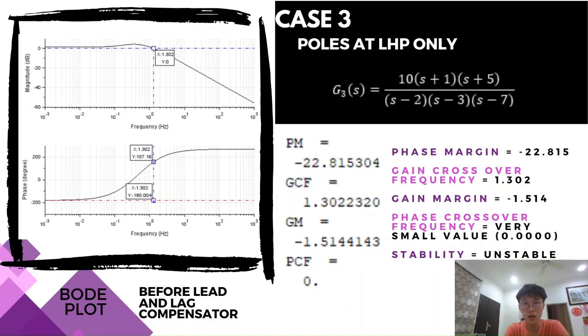For the case 3, the poles are at left half plane only. So we will get a phase margin of negative 22.815. The gain crossover frequency is 1.302. The gain margin is negative 1.514. And for this case, the phase crossover frequency is a very small value, but it still exists. For the stability, we can see from the plot is unstable.